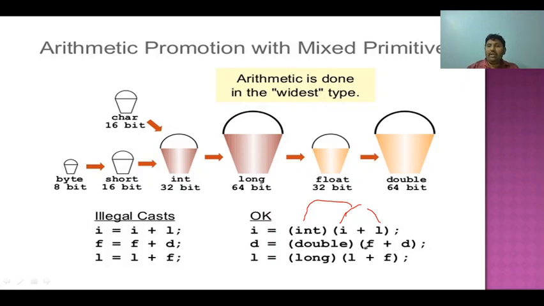Next one, here also f plus d. So the expression is promoted to double. So again I need to convert to double to store into the d variable. Again here I have a long plus a floating point value. So I need to store into the long variable. For that I need to convert to long. So like this we need to perform the operations.